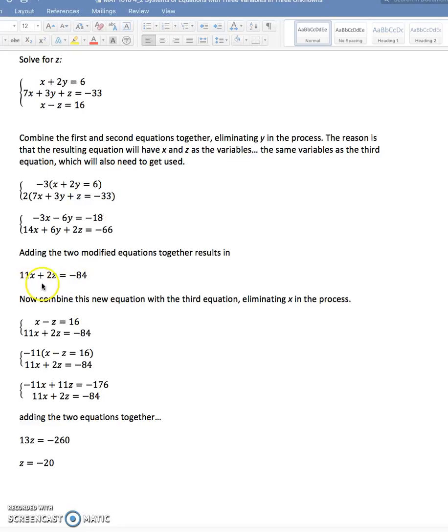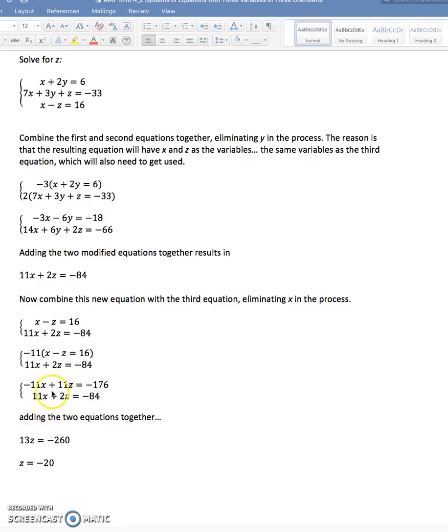So I'm going to take this new equation I just picked up and add it to the third equation up here, and we're going to get rid of x in the process. So here's the third equation, x minus z equals 16. Here's that newly created fourth equation, 11x plus 2z equals -84. And let's get rid of x. It looks like I need to multiply the first equation through by a -11 so that I can match it up to the positive 11x that you see here. All right, so -11 times this equation will give us -11x plus 11z equals -176.